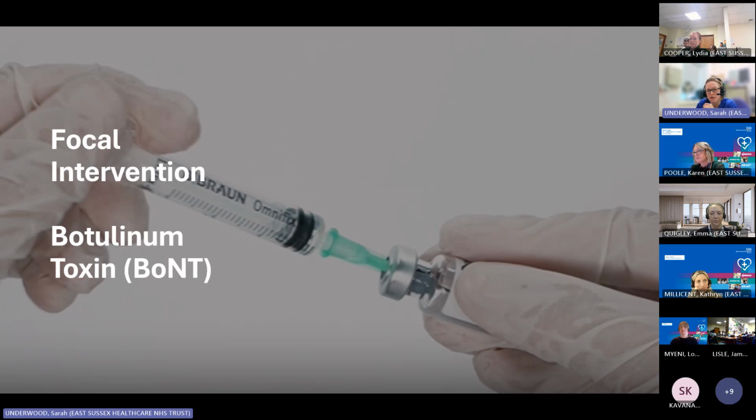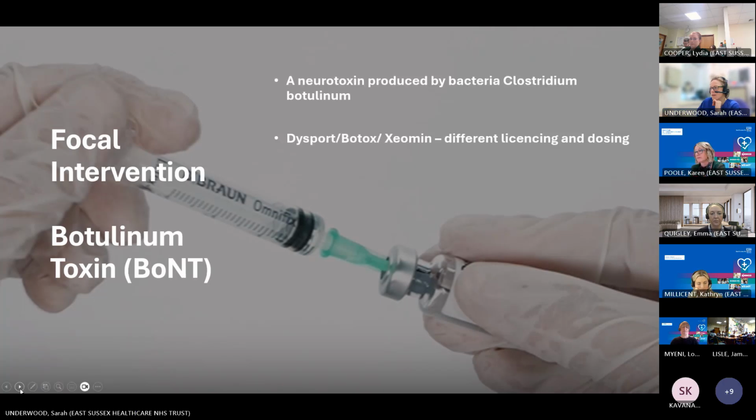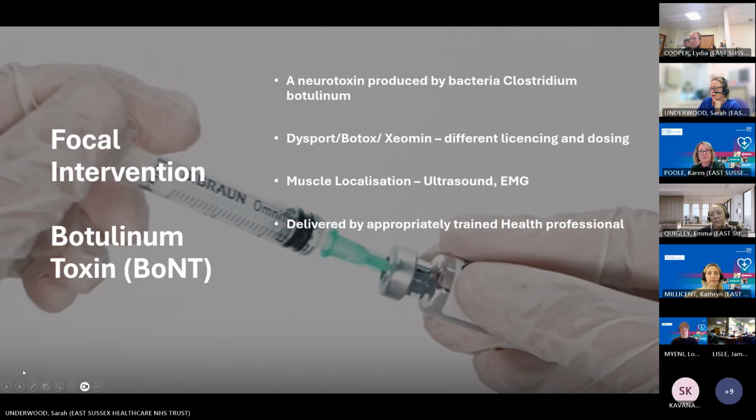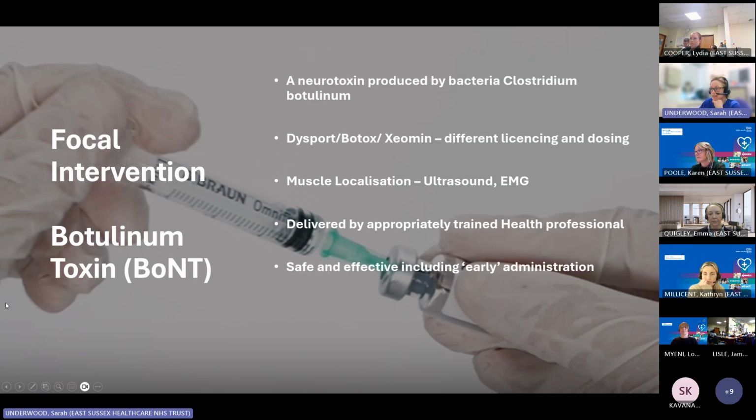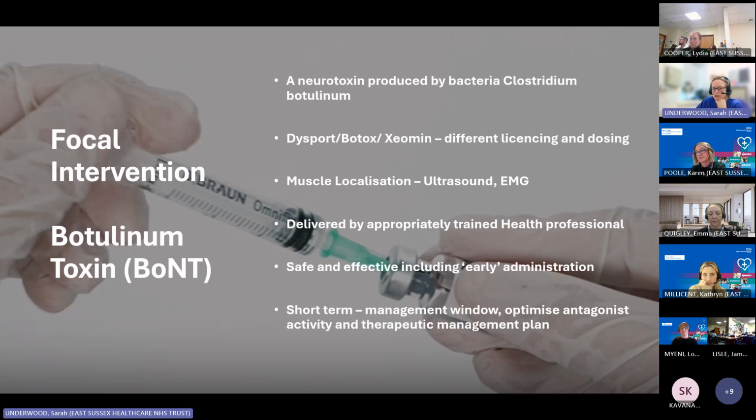Best practice is to inject under ultrasound or EMG, and it should be delivered by an appropriately trained health professional. It has been shown to be both safe and effective, even in early administration, so it doesn't delay rehabilitation and recovery. It's short term, the effects normally last approximately 12 weeks, and so some patients will need ongoing intervention. We're going to talk more about this as we go through the presentations today.